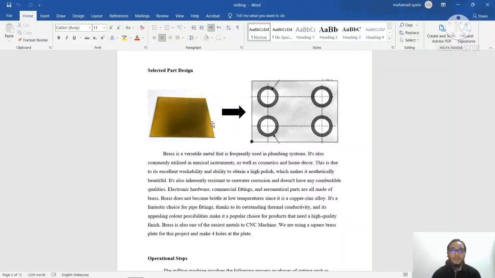It's also commonly utilized in musical instruments, for example guitars, as well as cosmetics and home decor. This is due to its excellent workability and ability to obtain a high polish, which makes it aesthetically beautiful. It is also inherently resistant to seawater corrosion and doesn't have any combustible quality.